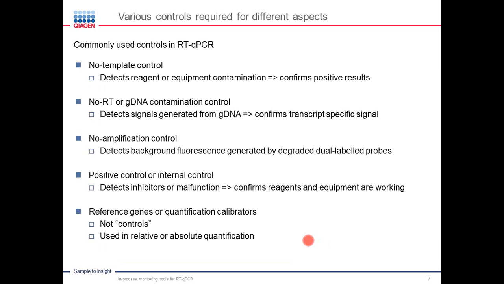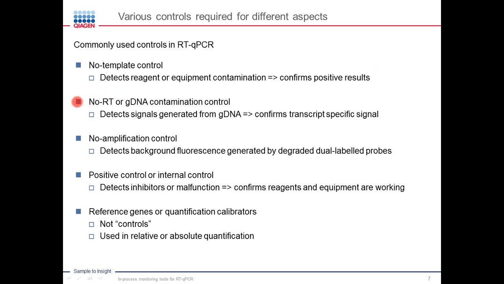So let me quickly talk about controls which are commonly used in reverse transcription quantitative PCR. They are all used or required for different purposes. So one thing that definitely should be included in each PCR experiment is a no template control. The purpose of a no template control is to confirm that a positive result really is a positive result and not accidentally being caused by any type of contamination.